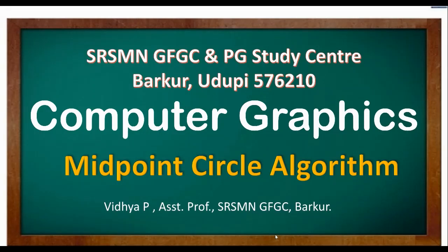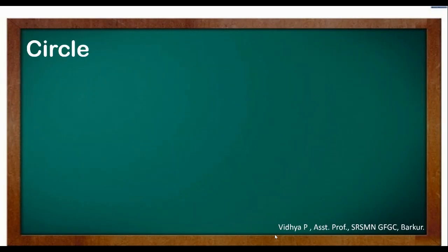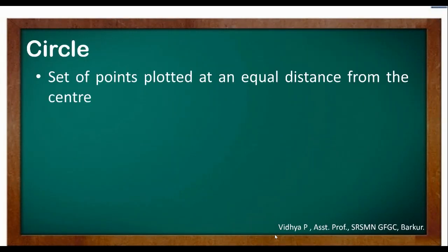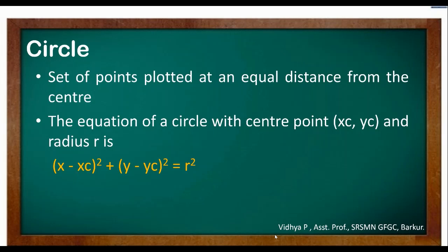Hi, in this video, we will discuss the midpoint circle algorithm in computer graphics. It is also known as Bresenham's circle algorithm. The circle can be defined as a set of points plotted at an equal distance from the center. The equation of a circle with the center point xc, yc and the radius r is (x minus xc) whole square plus (y minus yc) whole square is equal to r square.